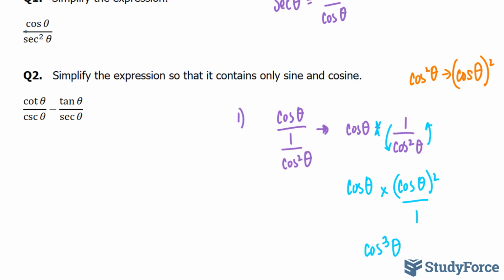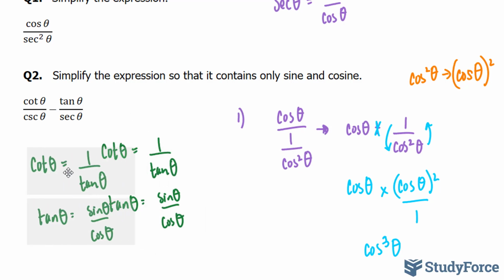In question 2, they say simplify the expression so that it contains only sine and cosine. You'll notice cotangent. Cotangent is the reciprocal function of tangent. Also, tangent is defined as sine theta over cosine theta. Those are two known facts.